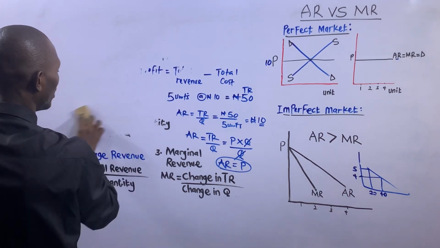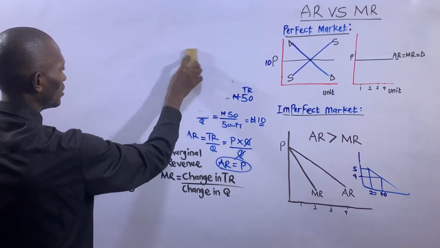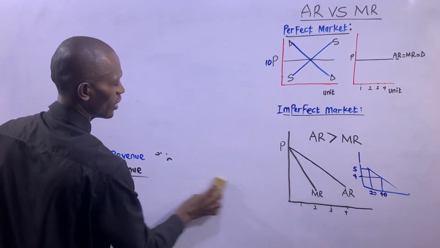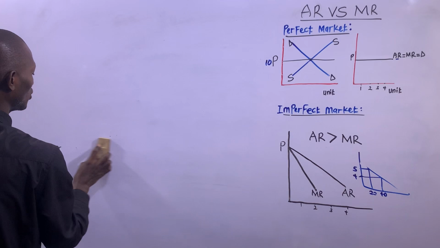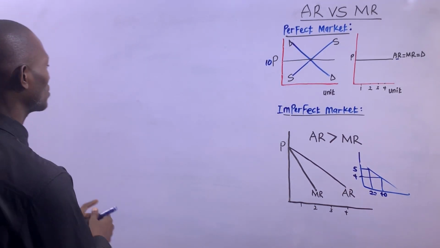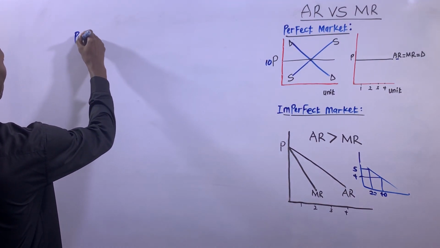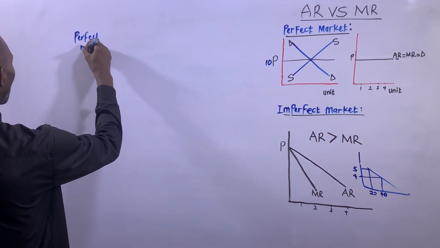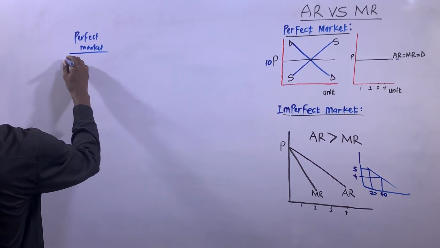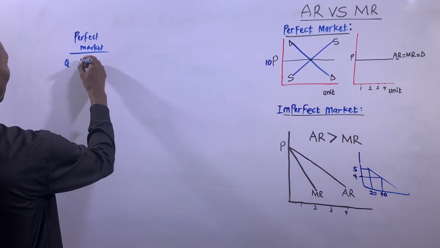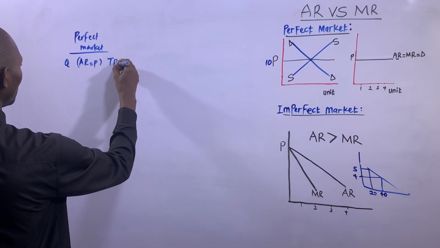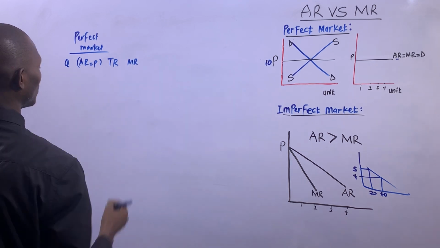So that's to enhance and reinforce your understanding of the graph we have for the two market situations. So let's start off with the perfect market. Here we have quantity, then average revenue, which is always the same thing as price, then total revenue, and marginal revenue.